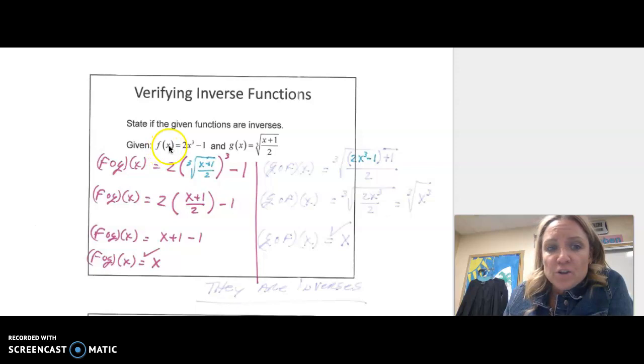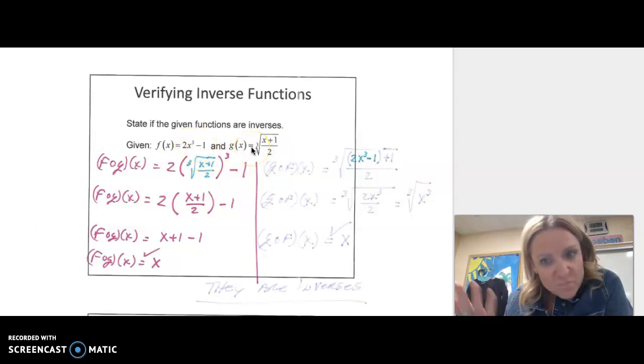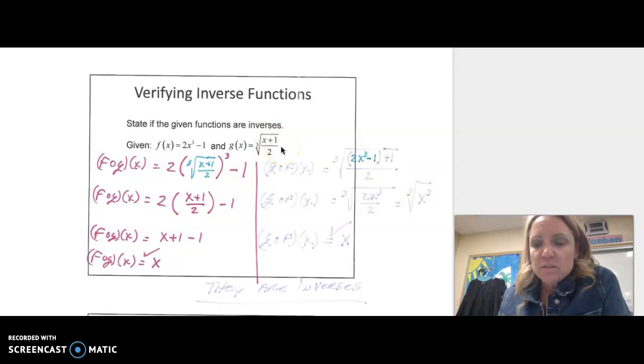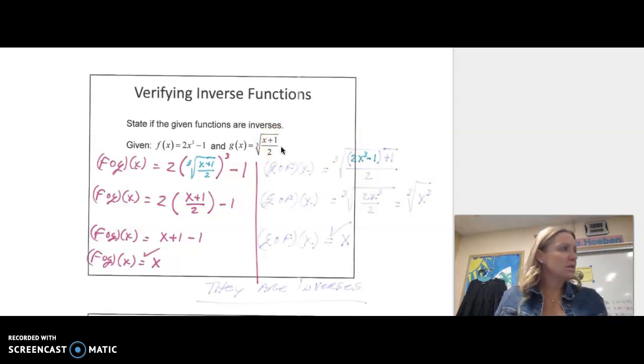Two new functions. F of x is 2x to the third minus 1. G of x is the cube root of x plus 1 over 2. And just at a first glance, we have a cube and a cube root. Those are opposites. We have multiplying by 2 and dividing by 2. Those are opposites. We have subtracting 1 and adding 1. And those are opposites. So if you had to make a guess up front, you would say, yeah, they're probably going to work. So let's try it.